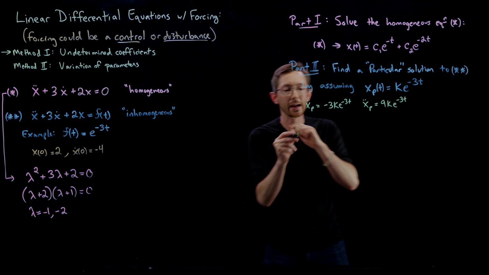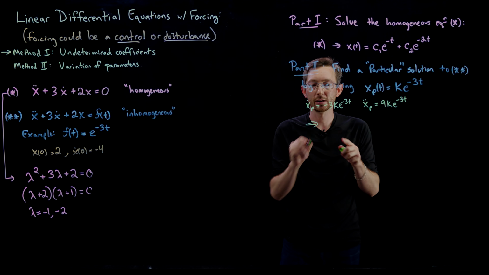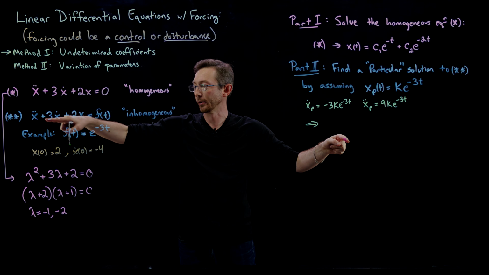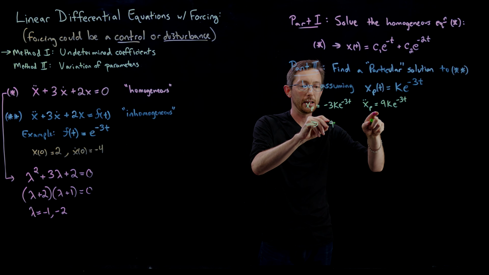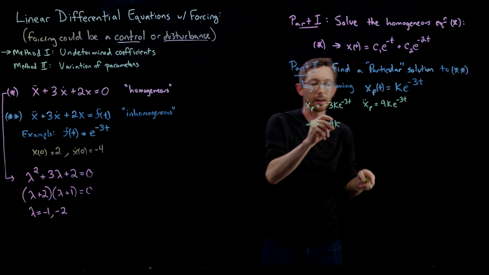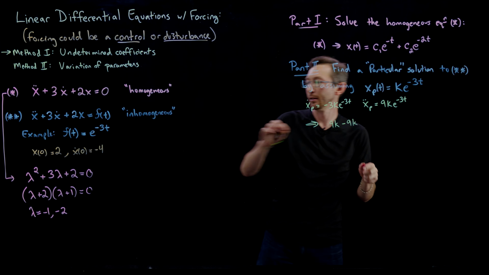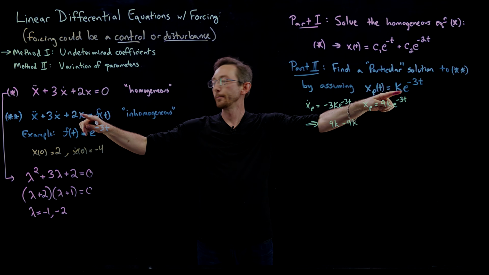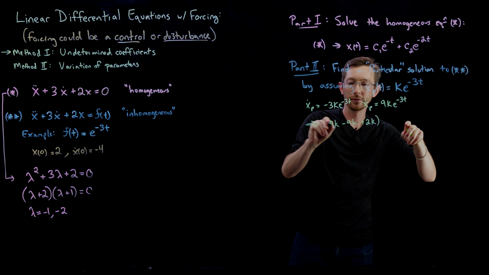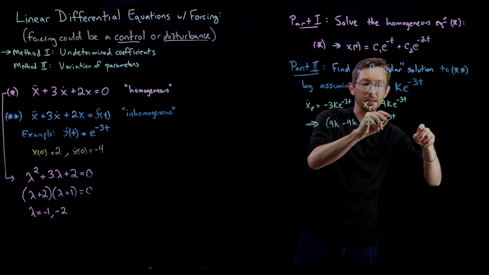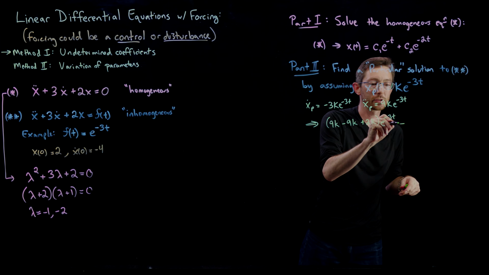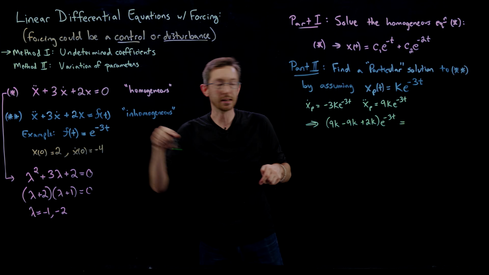And so if I combine all of that information, if I plug in my particular solution here, I get 9k, plus 3 times minus 3k is minus 9k, plus 2xp is plus 2k, all of that times e to the minus 3t. That's everything on the left-hand side. That has to equal my forcing term, f of t, which was e to the minus 3t.